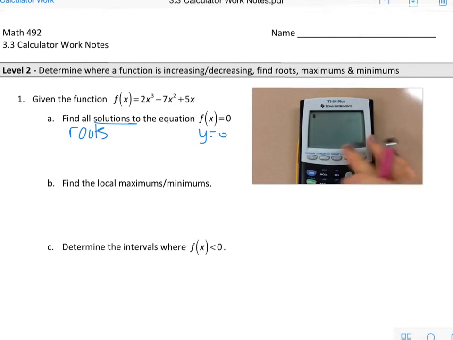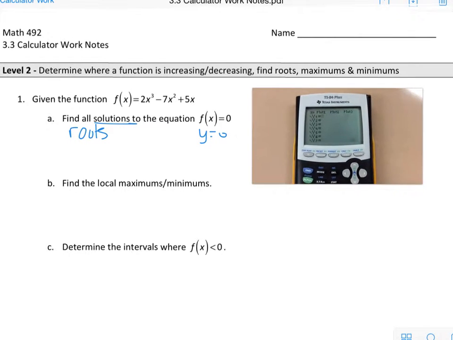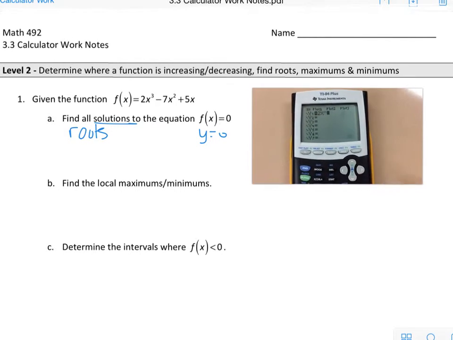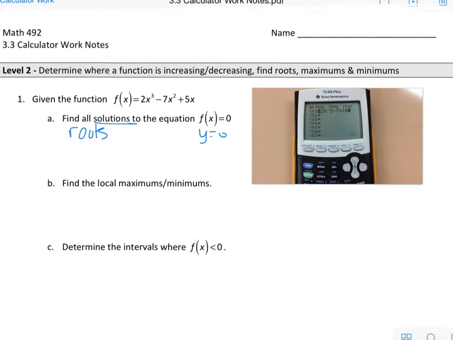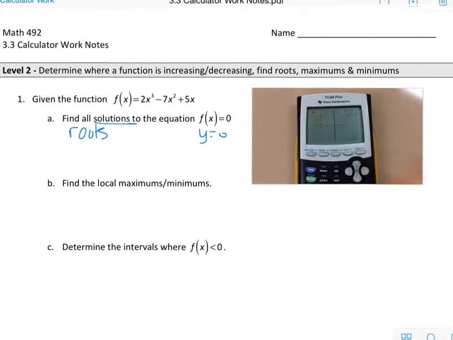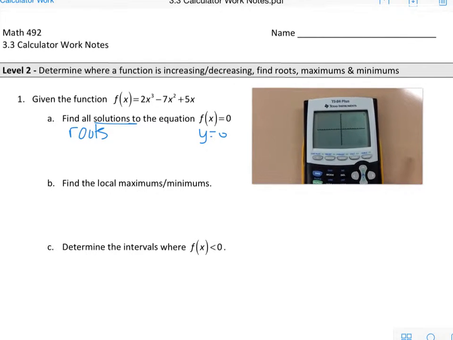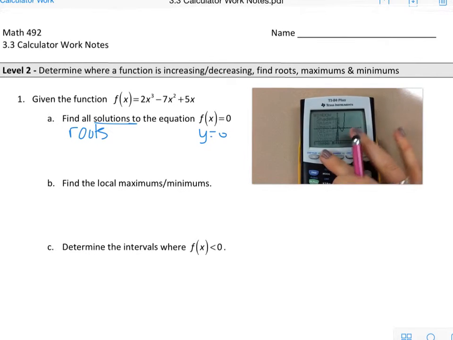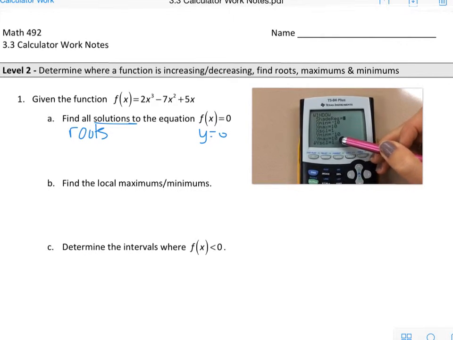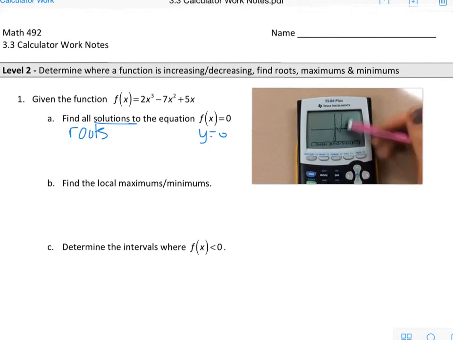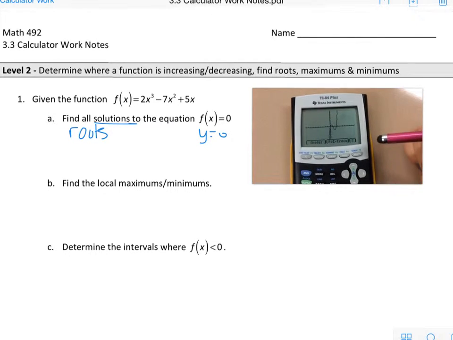To begin this problem, we're going to type in our y equals. We get 2x cubed minus 7x squared plus 5x, and then we're going to graph it. Now I have mine in the standard window, so if we take a look at our window settings, negative 10 to 10 on the x, and negative 10 to 10 on the y. That works for this graph, but sometimes we may have to change that.